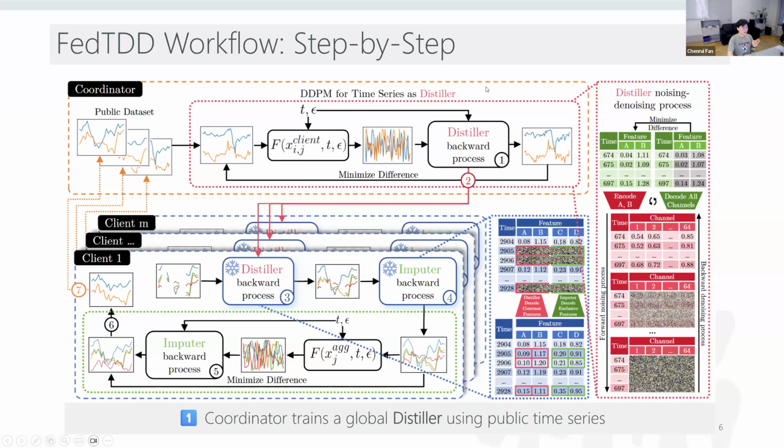Then the distiller will train on this dataset so that it learns to reconstruct the clean time series by reversing added noise. So you can see it is a traditional DDPM training framework. Then after we got the distiller, we will distribute the trained distiller to each client. Then each client will get the distiller locally.